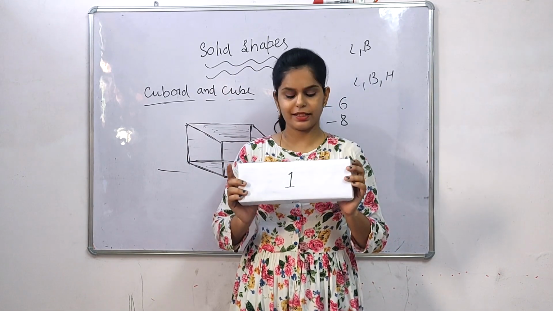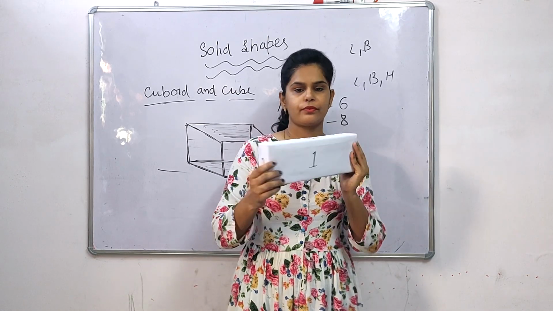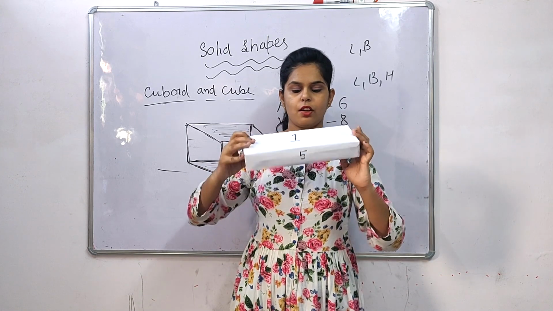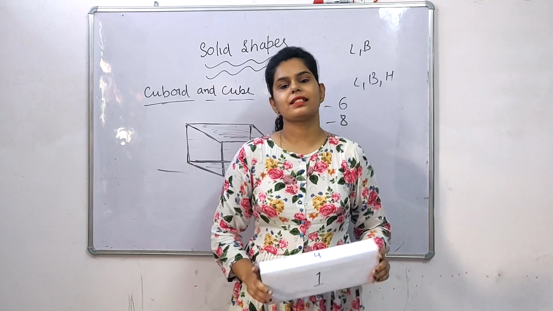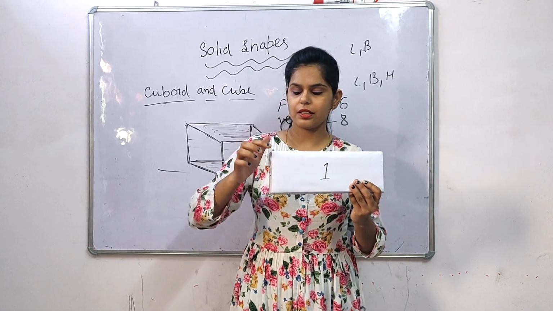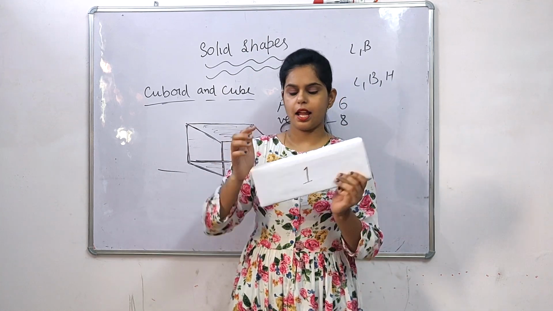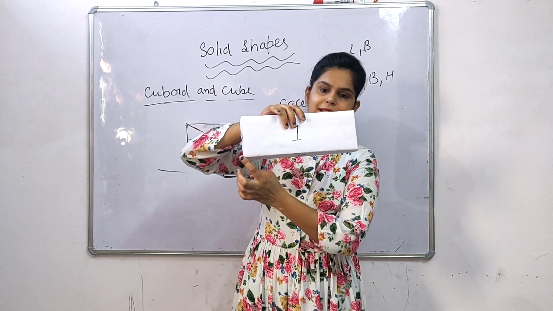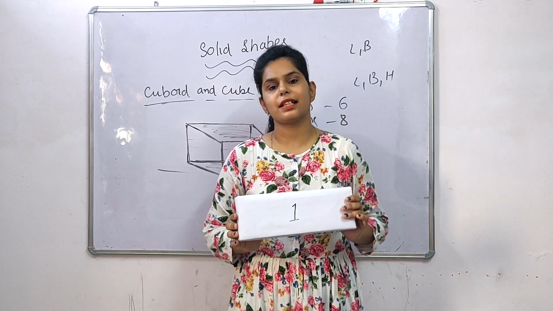Yes. Look at this cuboid. How many faces are there? 1, this one, 2, 3, this one 4, 5 and 6. So 6 faces. And vertex means corner point. So 1, 2, these 3 and 4, so 4 at upper, 5, 6, 7 and 8.